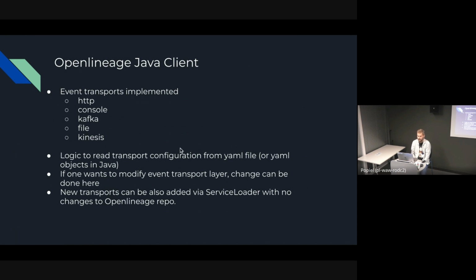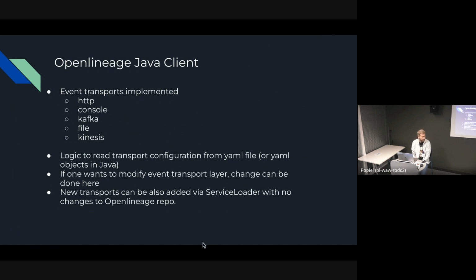Yeah, so these are different transport types, and within this package we also have logic to read the transport configuration from a YAML file or YAML objects in Java, and this is common for Spark and Flink. In Spark, we have logic that transforms Spark config to YAML objects, and this is read here. The cool thing is that if you add any new option to this transport, it will automatically be available for Spark. And if you want to modify something at the transport layer, you can just modify this package.